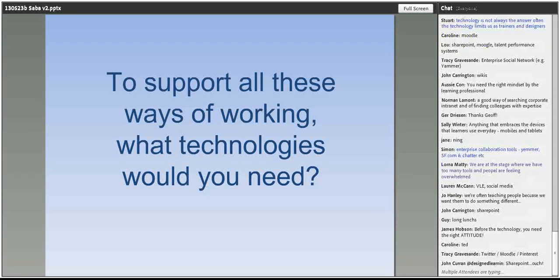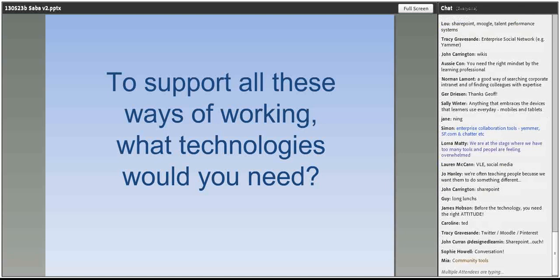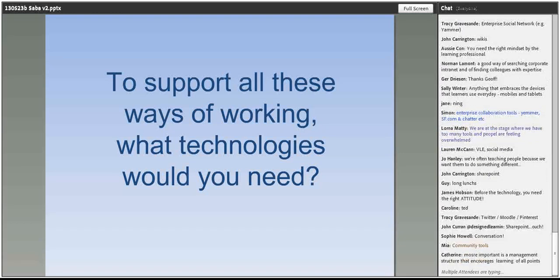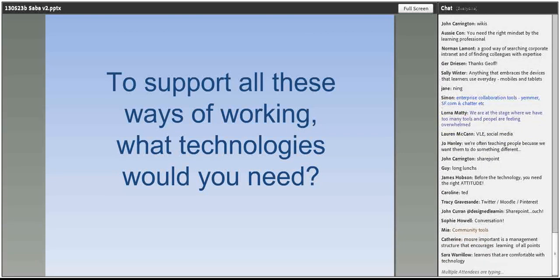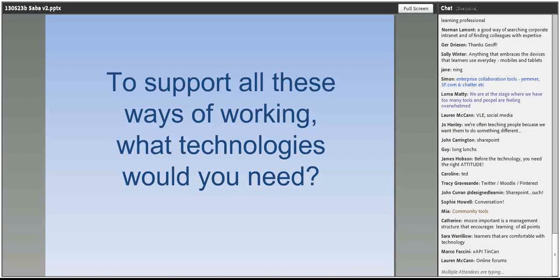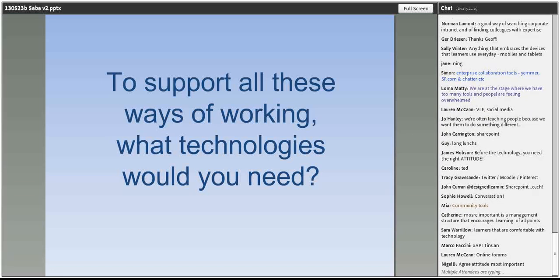A couple of negative points though. Lorna's saying we're at the point we have too many tools. People are overwhelmed, and somebody else was saying, Stuart said technology is not always the answer. It can limit us. So, Clive, what's your take on all this?